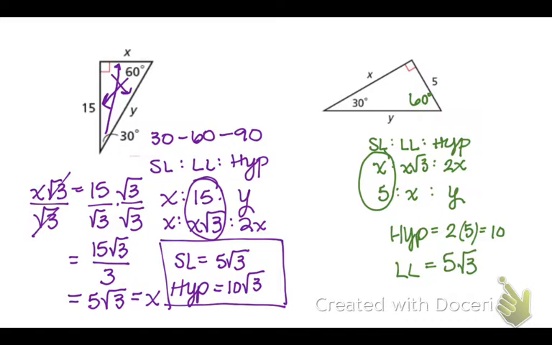So this one would be 5 radical 3 is going to be the long leg, which in that one is labeled as x. And the hypotenuse was labeled as y, just to make sure that we remember what was what. So 30, 60, 90 does take a little bit of work because those 2 legs, the shorter and the longer legs, are going to have different measures.